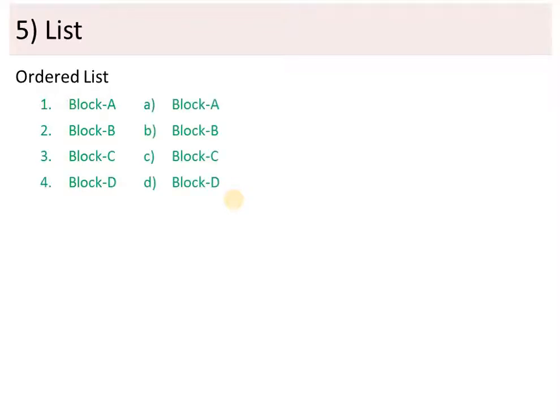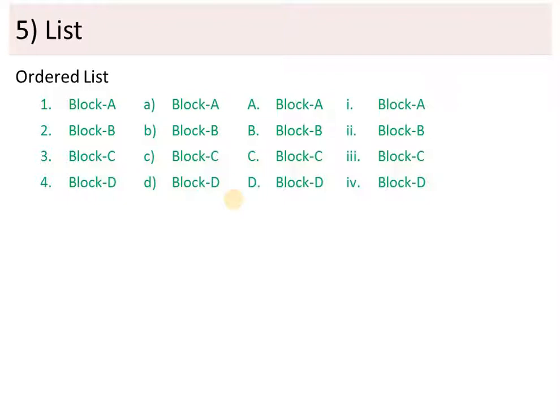It can be A, B, C, D in small letters. It can be in capital alphabetic order, A, B, C, D. Like this, or it can be in Roman numbers. So this is an ordered list. That means you are ordering items in sequence, in some numeric sequence, or it can be in alphabetic sequence.